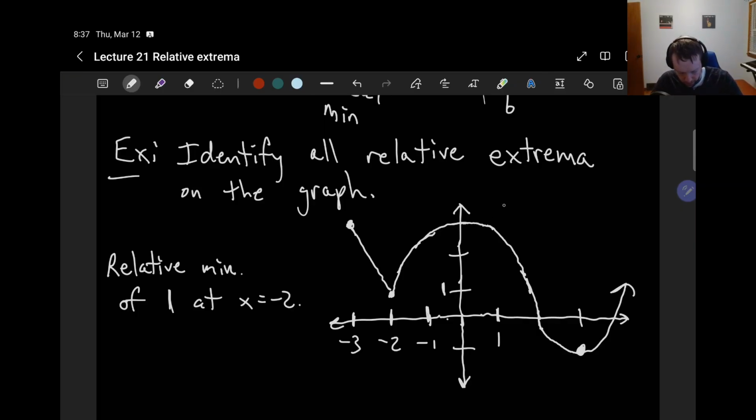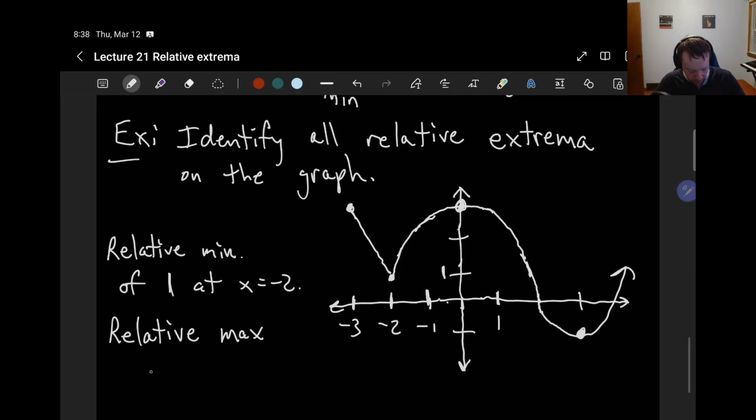And well, if we look over here, notice I can make a little neighborhood, an open interval, and I have a high point. At least it's supposed to be right there. So that is a relative maximum. So the maximum value itself is the y value, 3, but at x equals 0.